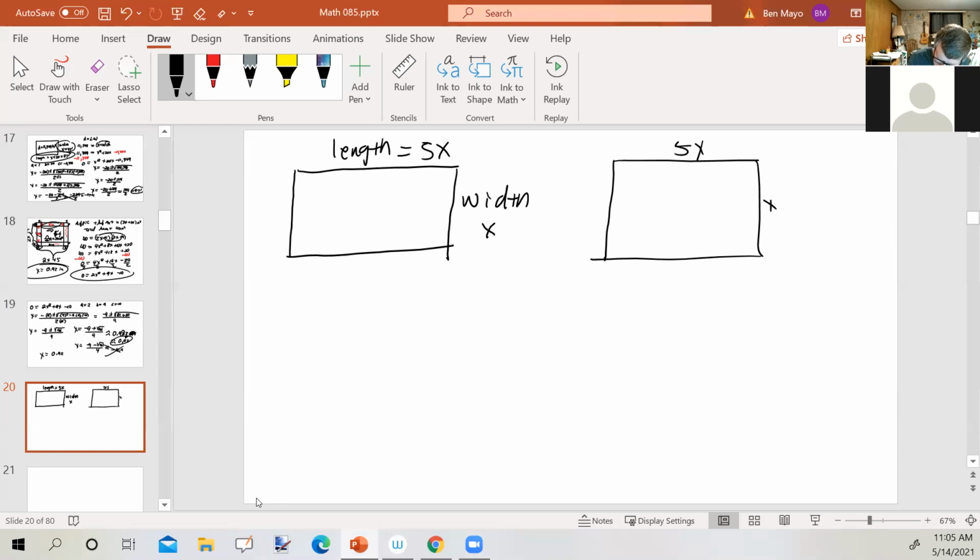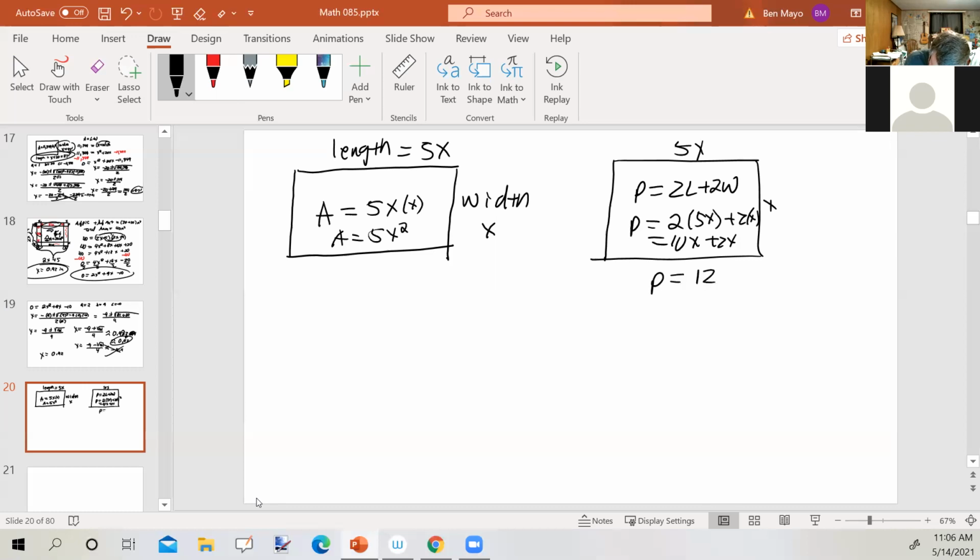So here's what I want to do. The area would be what? 5 times x, or the area would be 5x squared. So the area of the park is 5x squared, length times width. The perimeter would be 2 times the length plus 2 times the width. So that would be 2 times 5x plus 2 times x, which is 10x plus 2x. So the perimeter is 12x.